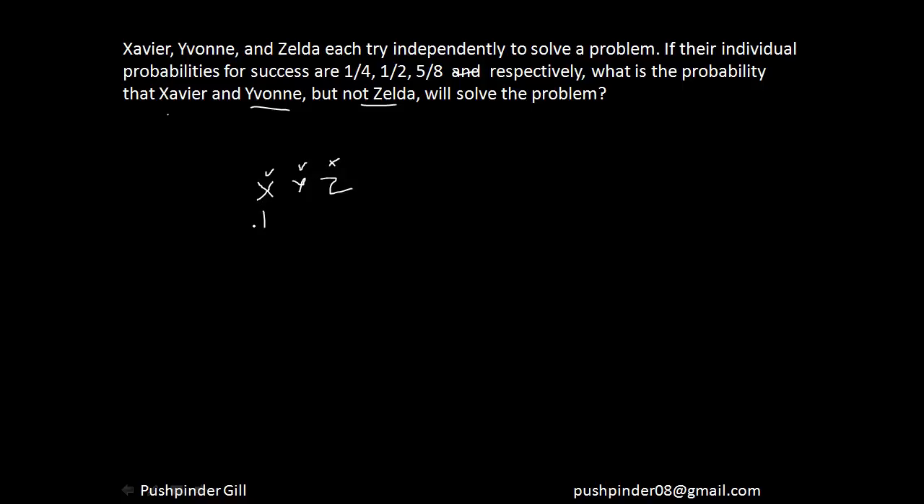This hits, probability 1 by 4. This hits, probability 1 by 2. This doesn't. Since the probability is 5 by 8, the probability of not doing is 3 by 8. You calculate that, you have your answer, right? So I hope everyone understood what we did over here. We learned the basics of the probability, right?